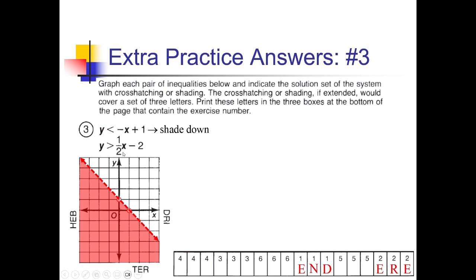Next up, this one we have a y-intercept of -2, that's right there. And slope of 1/2, so we're going up 1, right 2. Dashed line through those. It says y greater than, so we're shading above. So that's everything over that dashed blue line. And then our overlapping region in here, this is going to match up with HEB. So that's going in spot 3, HEB. And on to the next.